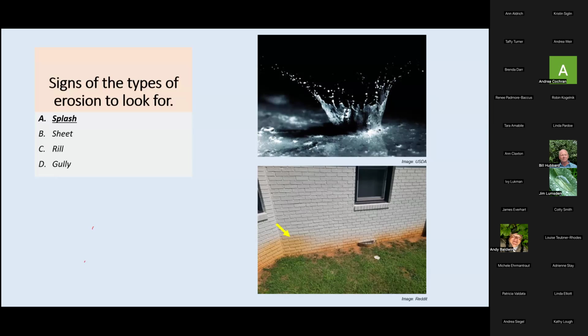And this is where it starts. Splash erosion is where erosion starts. So this is a way that you look for it. You can also look at fences and fence posts. You can look at any kind of vertical structure. Car tires sometimes will have splash erosion on them. And again, it gives you an indication that soil is being dislodged, but you may not be seeing where it has gone at that particular point.